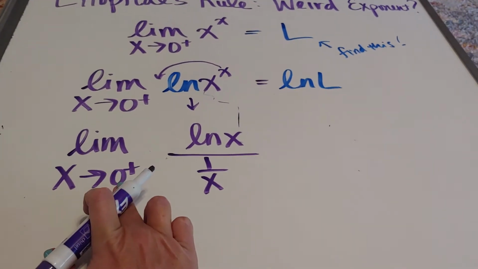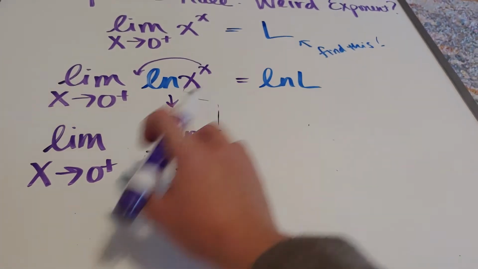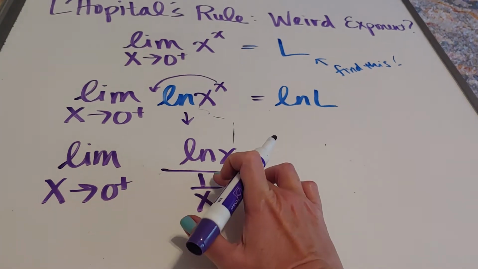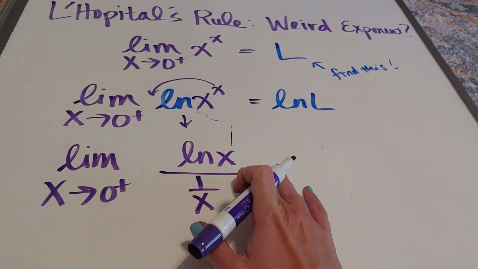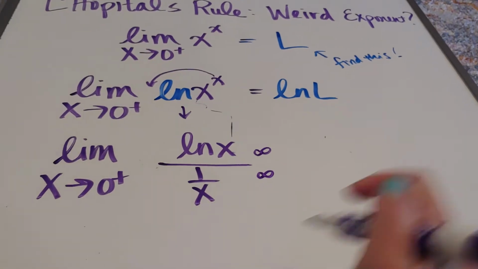Now, when I plug in 0, the ln of 0 is going to infinity. As I'm approaching 0 from the right, this is going to infinity. 1 over 0 from the right is also infinity. I get infinity over infinity. It checks out. I get to use L'Hopital's rule.